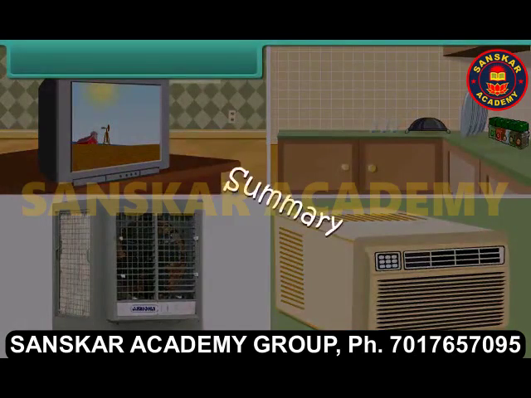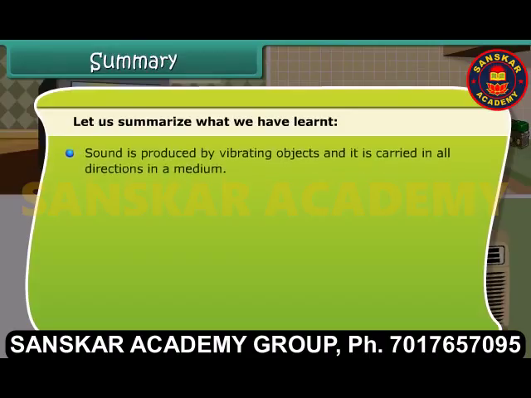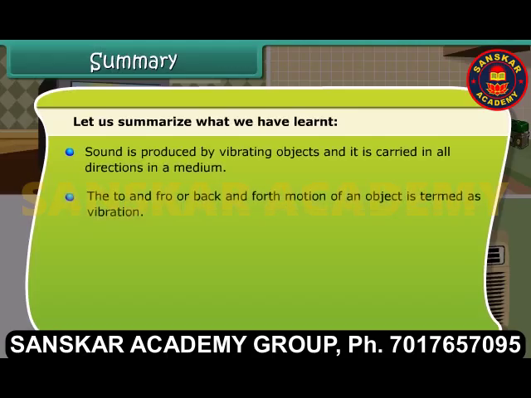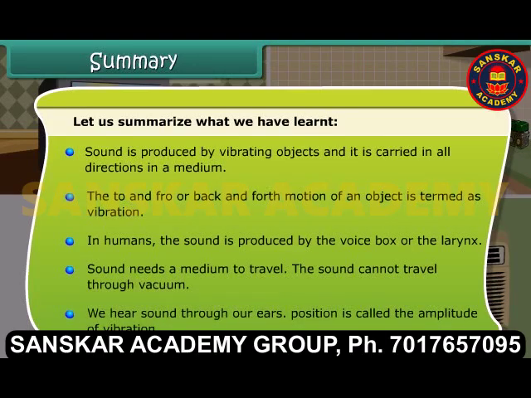Summary. Let us summarize what we have learned. Sound is produced by vibrating objects and it is carried in all directions in a medium. The to and fro or back and forth motion of an object is termed vibration. In humans, the sound is produced by the voice box or the larynx. Sound needs a medium to travel. The sound cannot travel through vacuum. We hear sound through our ears.